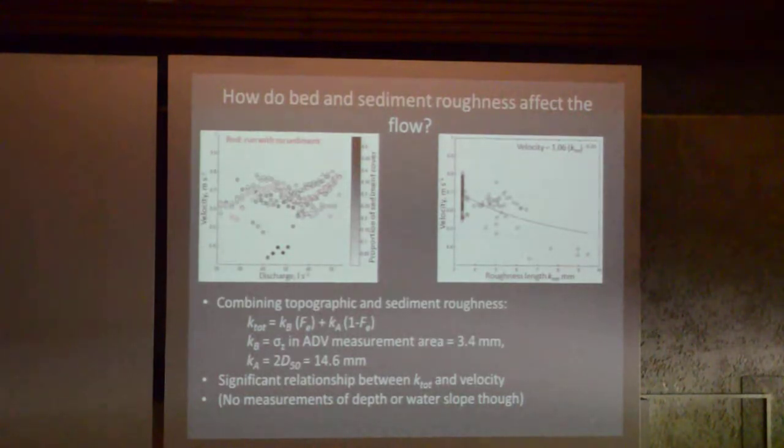It's a fit. Well, it's true. I think it is a significant relationship, from what I remember. So we're seeing something which does seem to show this relationship between roughness length and velocity. Unfortunately, during these experiments, we don't have water depth measurements or water slope measurements, so it's hard to take this analysis much further than this.